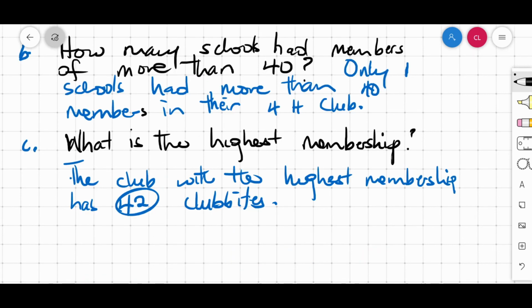And our last question says, what is the highest membership? The club with the highest membership has 42 clubites.